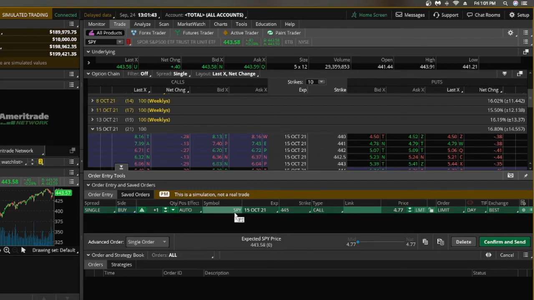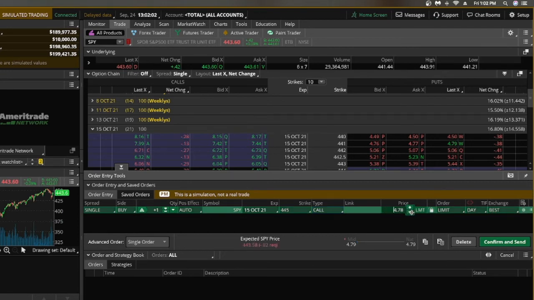Symbol is indeed SPY. The expiration and strike are the ones we selected. The type is a call. The other alternative is a put, and you're welcome to do that. It's a pretty similar idea. And then we have the price. It's $479. Now, it's moving in real time, so it's moving around quite a lot, actually.